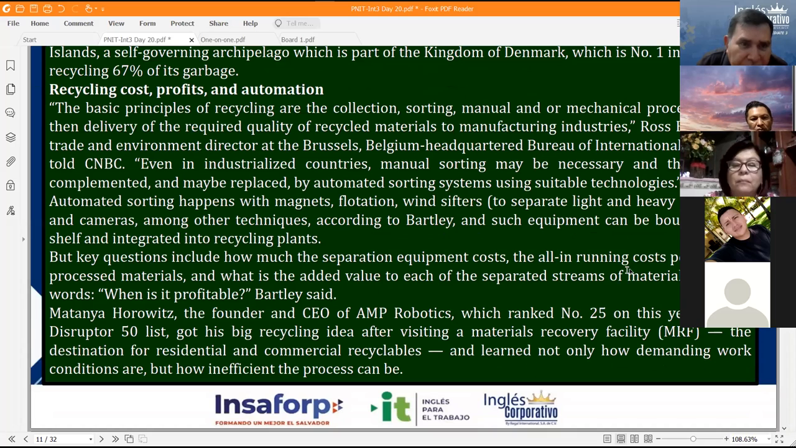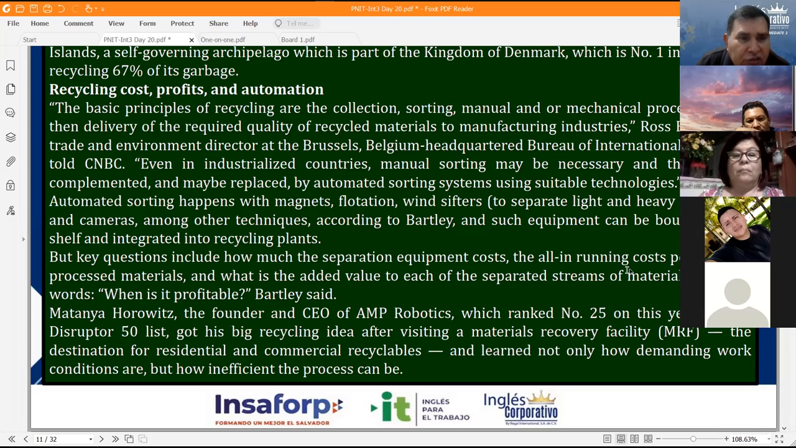The basic principles of recycling are the collection, sorting, manual and mechanical processing, and then delivery of the required quality of recycled materials to manufacturing industries. Ross Barkley, the Trade and Environment Director of the Brussels, Belgium headquartered Bureau of International Recycling, told CNBC, even in industrialized countries, manual sorting may be necessary, and that can be complemented and may be replaced by automated sorting systems using suitable technologies. Teacher, sorting, classifying, classification, right?